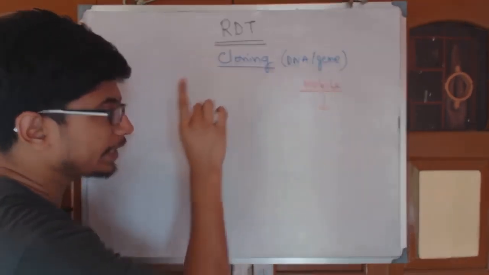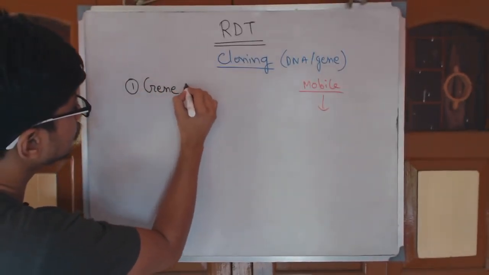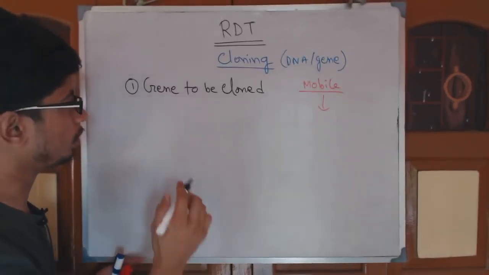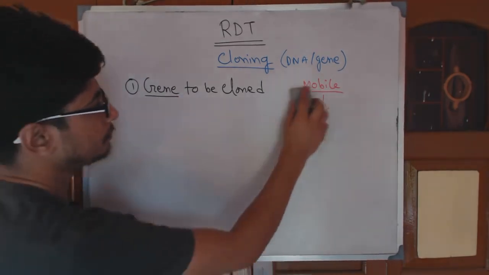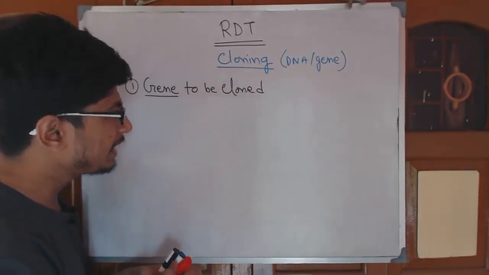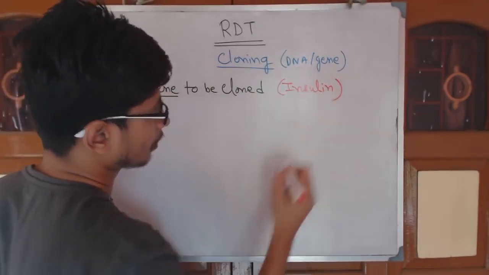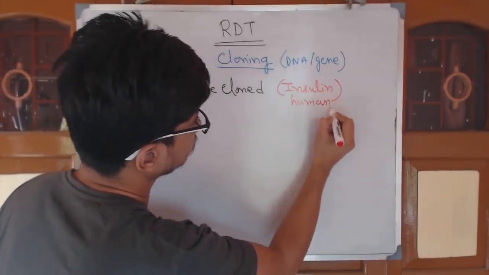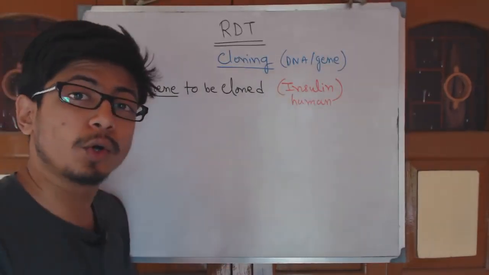For this cloning to happen properly, what we require, at least, is the gene or DNA to be cloned. Now for example, let's assume the gene to be cloned is a human gene. Say it's insulin. This is a human insulin producing gene. That is the gene we want to clone.